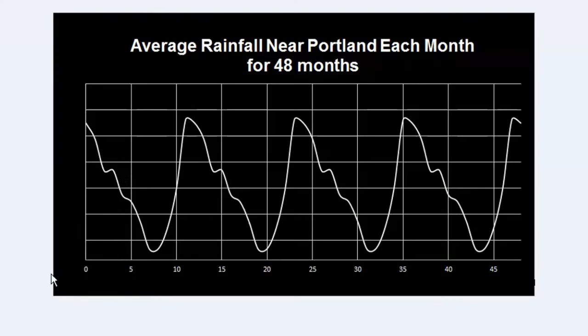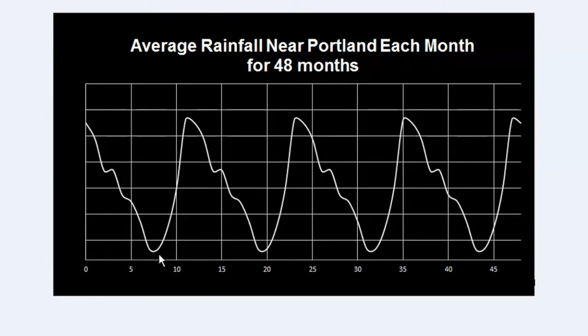As you might have noticed, most regions typically have a rainy season and a dry season. If you live near a lake, you might have noticed that when it's your rainy season, you get a lot more water entering the lake than you do when you're in the dry season. So let's take a look at this graph here. This is the average rainfall near Portland for each month for a 48-month period. And the months are starting in December.